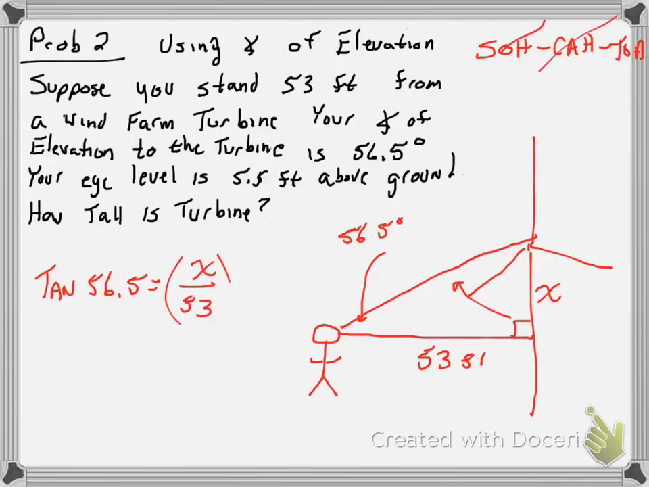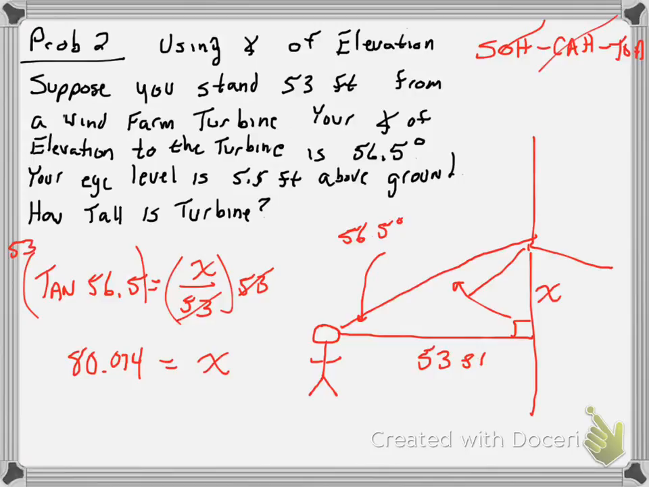Again, solving for x, let's multiply both sides by 53. That's going to give me x equals 53 times the tangent of 56.5, which is about 80.074 feet. So that's from your eye level to the top of the turbine.